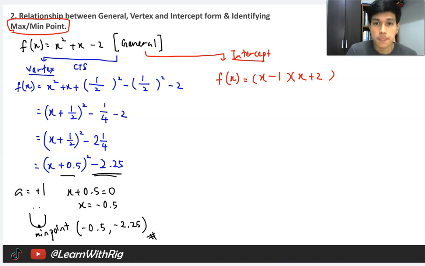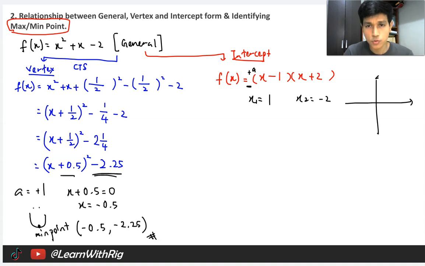So remember, when you have two brackets like this, x1 is equal to 1, x2 is equal to negative 2. Now these two represent the roots, correct? So in this case it's going to be a positive a, because the a here is the a value, so it's going to be a U-shaped graph. Your roots are 1 and negative 2. So 1 is going to be here, negative 2, let's say, is going to be here.